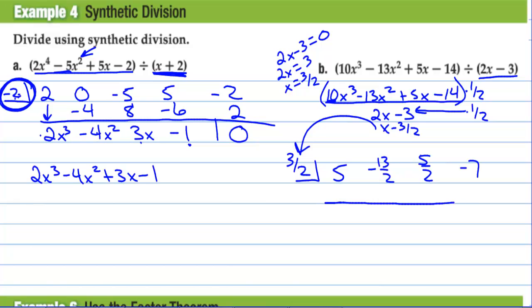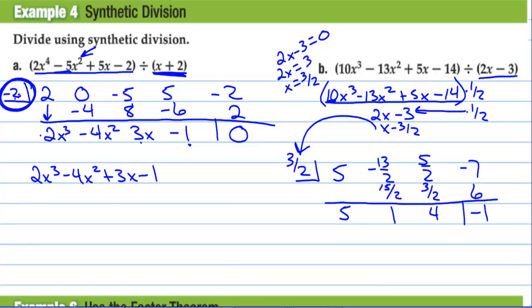Now you just proceed as usual. We bring the 5 down. 5 times 3 halves is 15 halves. That gives you 2 halves, which is 1. Then we multiply and get 3 halves. 5 halves plus 3 halves is 8 halves, which happens to be 4. And then 4 times 3 halves is 6. And then when we add, we get -1.